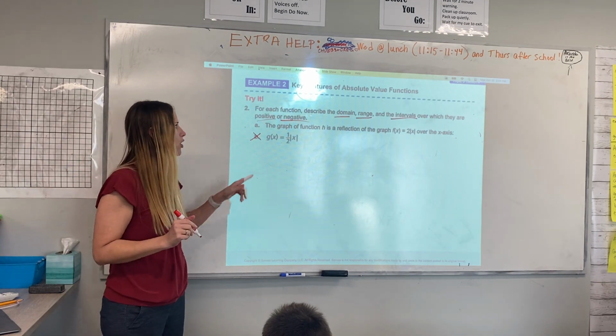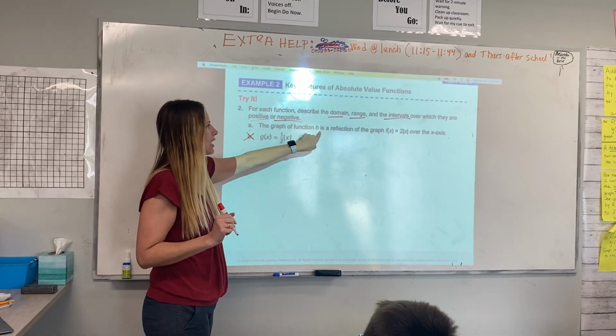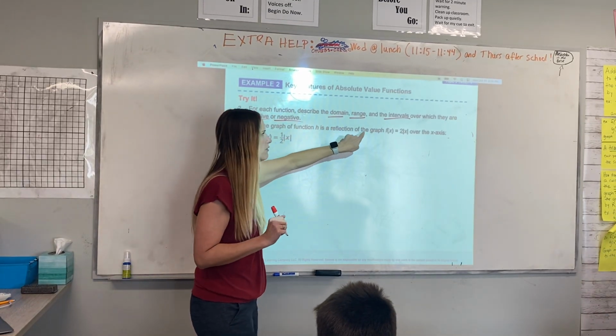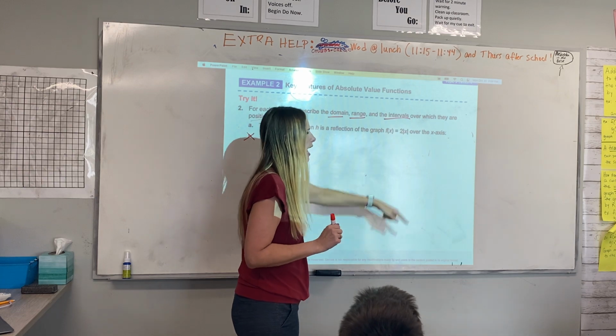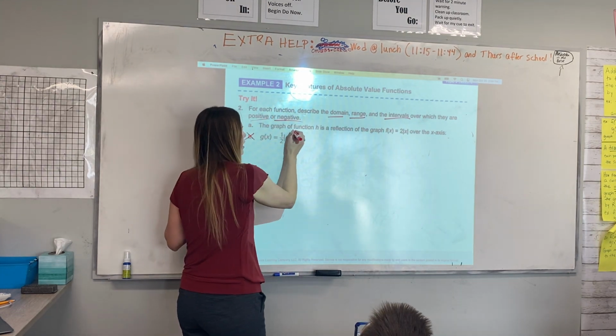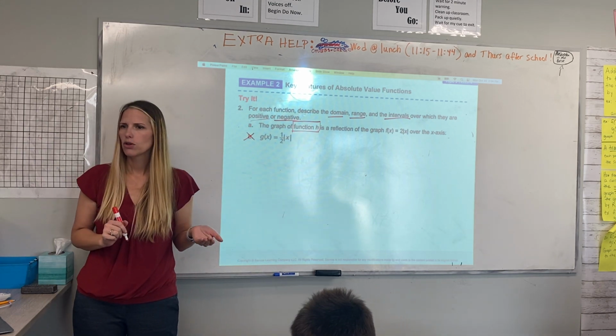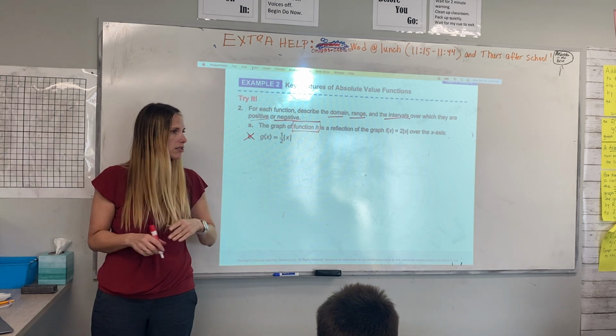So back to this, we're just going to focus on this. The graph of the function h is a reflection of this graph over the x-axis. So if they want the domain, the range, and the intervals of function h, but it doesn't give you that function, what do I have to do first?